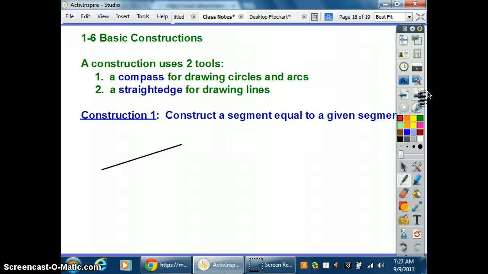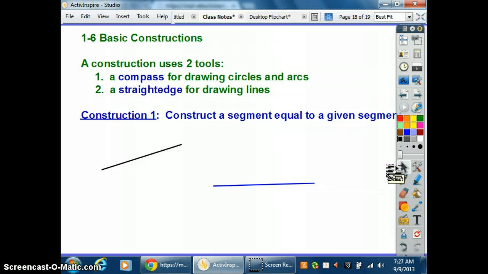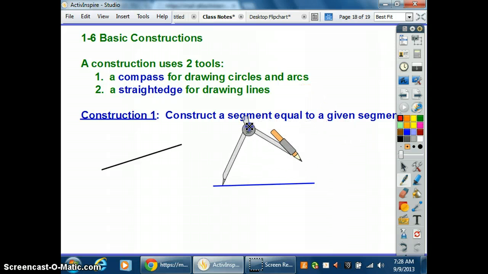Alright, so first thing I want you to do is take a straight edge and draw a line that's longer than that black line. Alright, now I want you to take your compass out. I want you to measure the length of this segment using your compass. Now that you've got that length, bring it over to this line. I have to turn it around. This will be my starting end point right here. Now I'm going to draw an arc here. And I've copied the line segment.